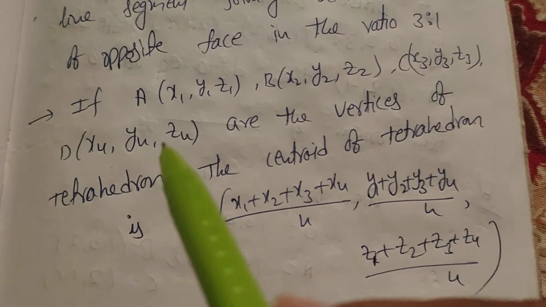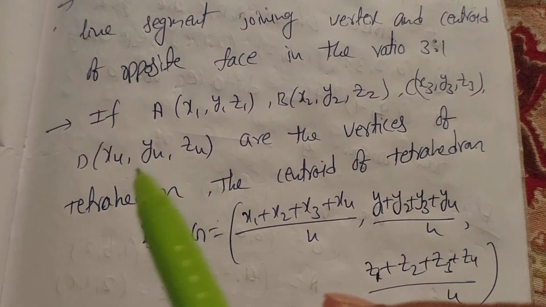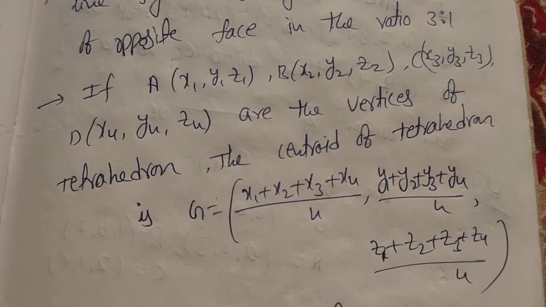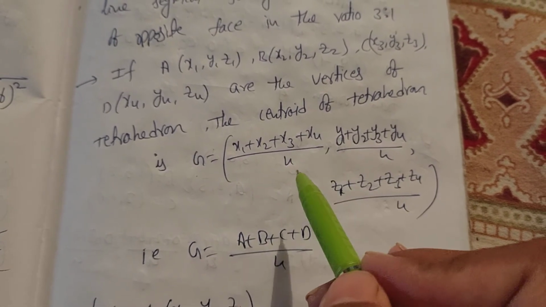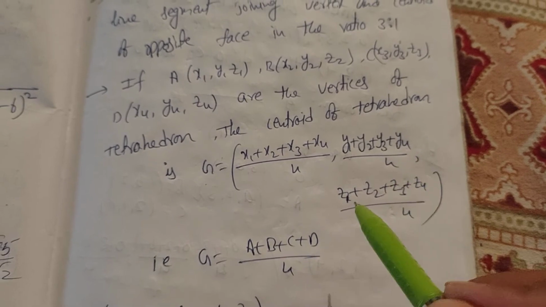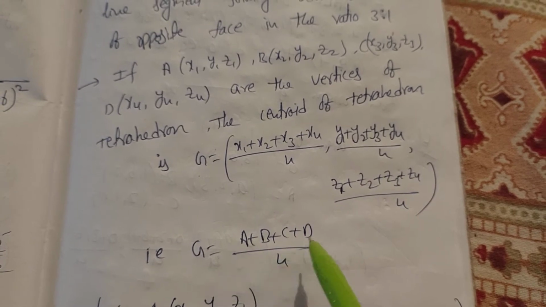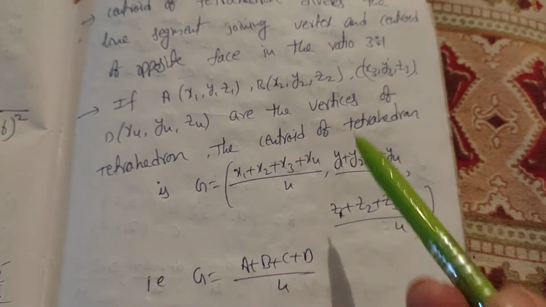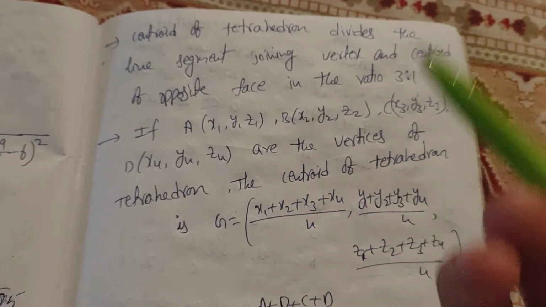Next, if A(x1,y1,z1), B(x2,y2,z2), C(x3,y3,z3), D(x4,y4,z4) are the vertices of a tetrahedron, the centroid of the tetrahedron is G = ((x1+x2+x3+x4)/4, (y1+y2+y3+y4)/4, (z1+z2+z3+z4)/4). Shortly we can denote it as G = (A+B+C+D)/4. This is derived by using the ratio 3 is to 1. All these are algebra, that means plain geometrical properties, and by using this we are proving this.